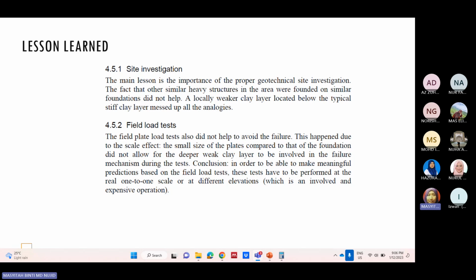So the trial embankment will be placed on the soft soil. So in this case the most important parameter is the oedometer parameter, or what we call the consolidation parameter. The consolidation parameter can be obtained from the oedometer test. So the oedometer test is complementary to the shear strength parameters.